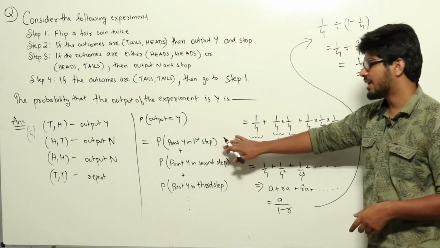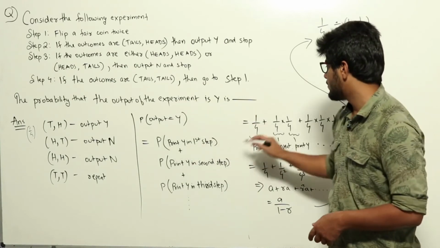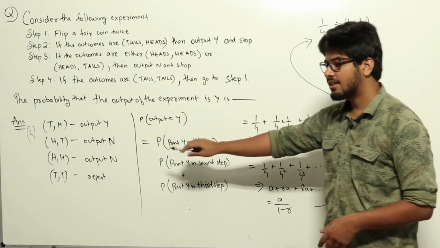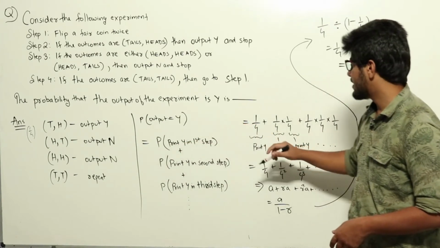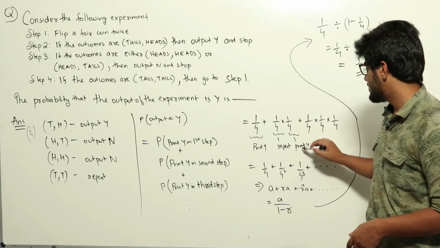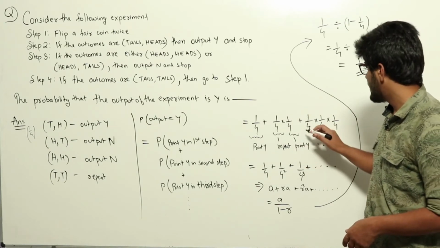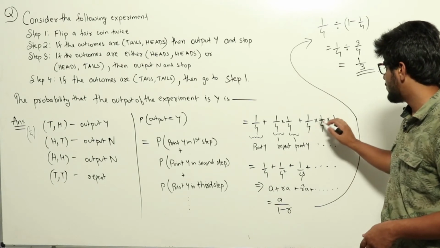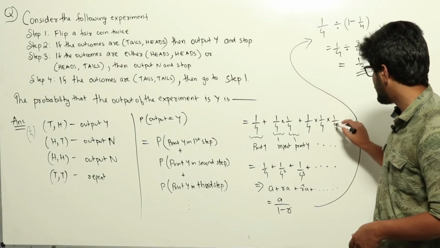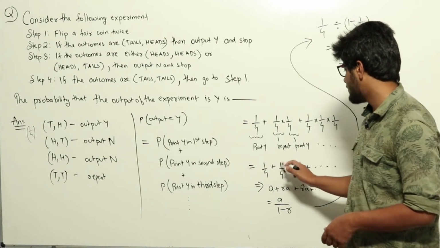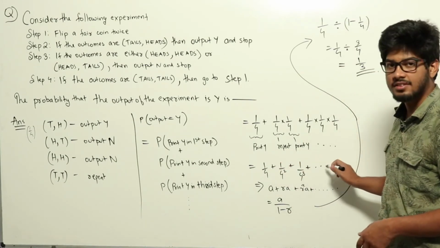Now the probability that it is Y in the first step is tails, heads, that is 1/4. The probability it is Y in the second step is we get repeat in the first step and we get Y in the second step, that is 1/4, which is the repeat outcome, into 1/4, which is the print Y outcome. Similarly for 3 times, that is we get repeat 2 times, that is 1/4 into 1/4, and the third time we get output Y, that is 1/4. So this is nothing but the geometric series 1/4 plus 1/4 square plus 1/4 cube, etc.